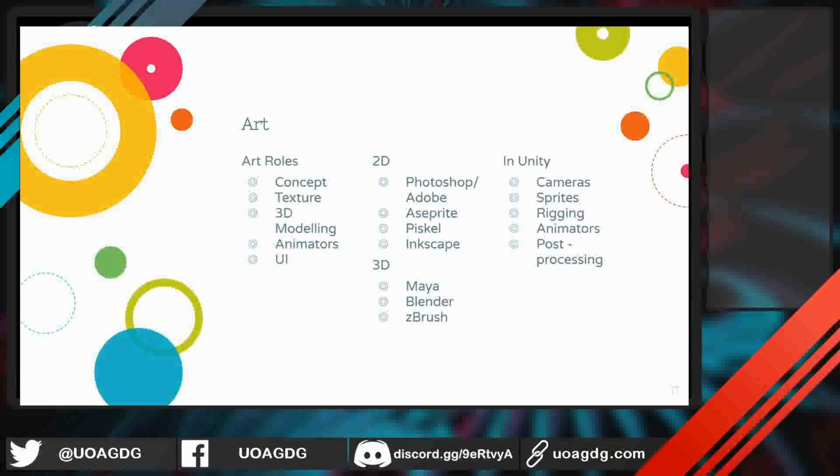In Unity, the art of games would be built using cameras, sprites, rigging, animation, and post-processing. So there's many other things that could be used in Unity. This is just a short example. But all of these have a big effect in how the visual aspect of games is portrayed and achieved.